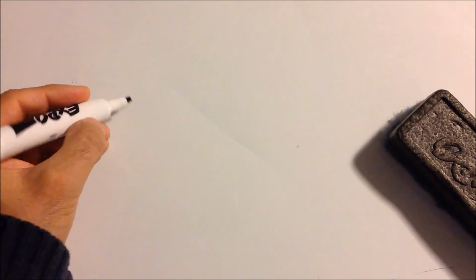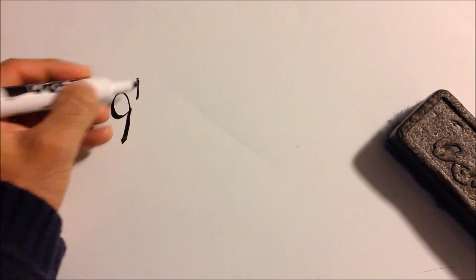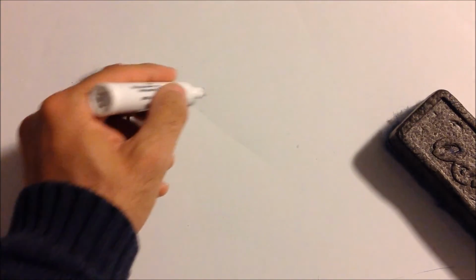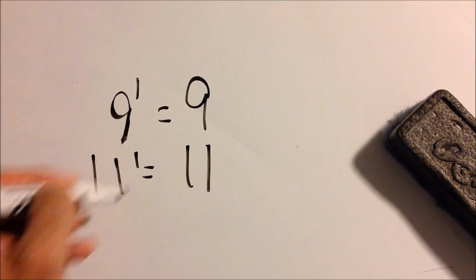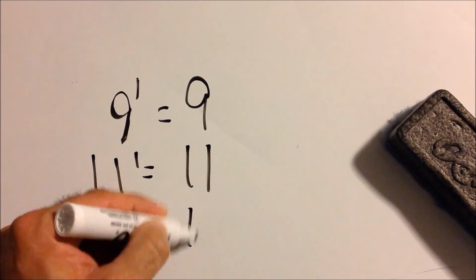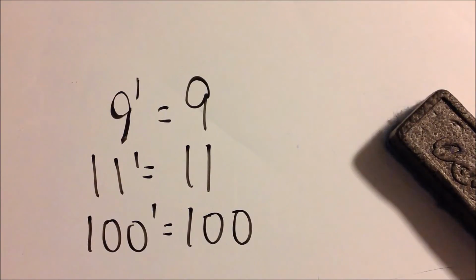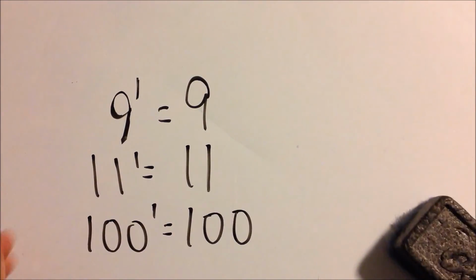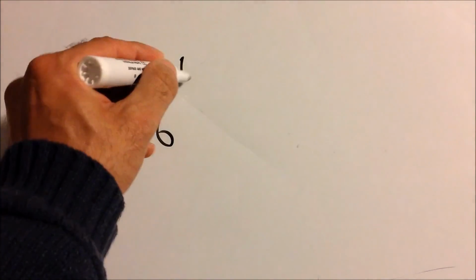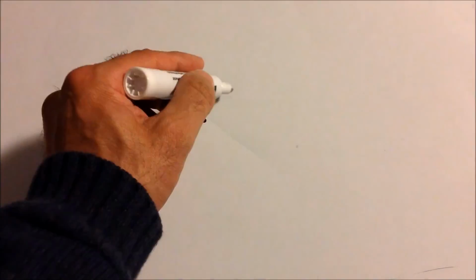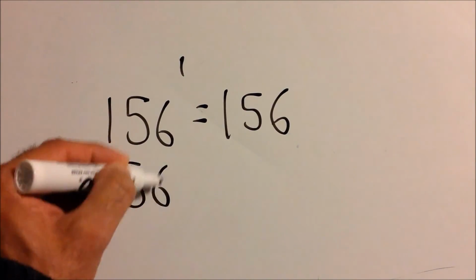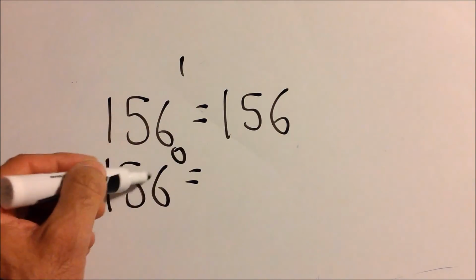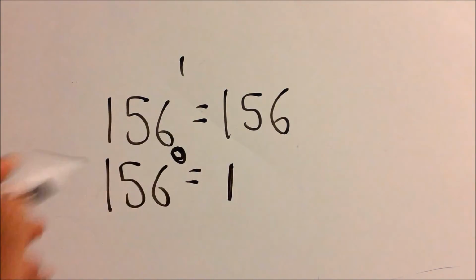One other thing, though. Any number to the 1st power is going to be that number. So 9 to the 1st power is 9, and 11 to the 1st power is 11, and 100 to the 1st power is 100. Any number to the 1st power is going to be itself. So that's just something on that. So 156 to the 1st power is 156, the same number. And 156 to the 0 power, if you remember, any number to the 0 power is 1. Great job.